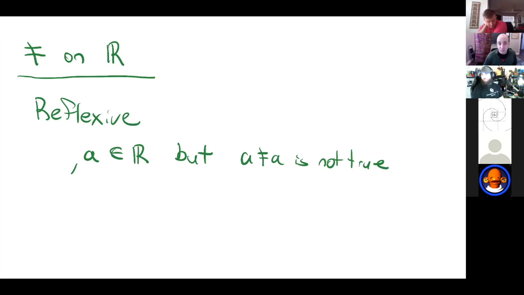You can chat it in if you prefer. If you're still thinking about it, I think you're thinking too long and hard about it. Does anyone think of a real number so that a not equal to a would not be true? Yep, 1 works, 2 works, pi works, e works, minus 59 works. Any number that you pick, this is going to be the case.